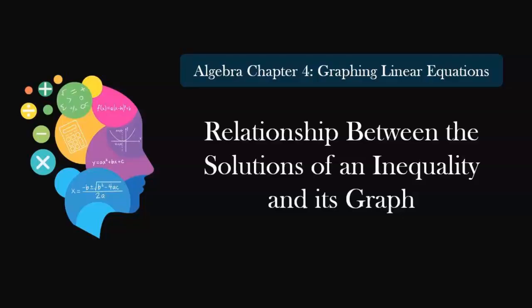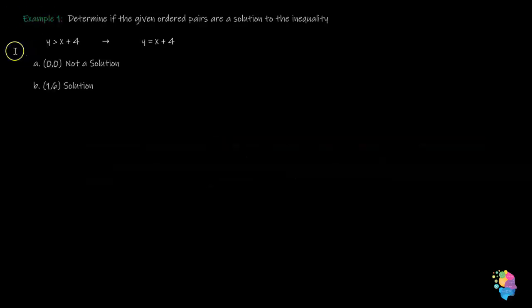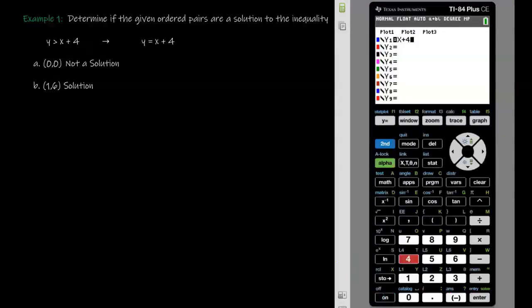So then let's see if we can figure out what relationship there is between the solutions of an inequality and its graph. In example 1, we found that this inequality had 1, 6 as a solution and that 0, 0 was not a solution. So I'm going to bring the graphing calculator to help me find a relationship between the solutions and the graph. I'm going to enter this inequality as the equation y equals x plus 4 in the calculator and go look at the graph.